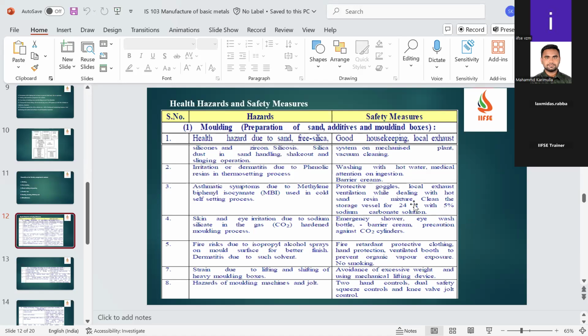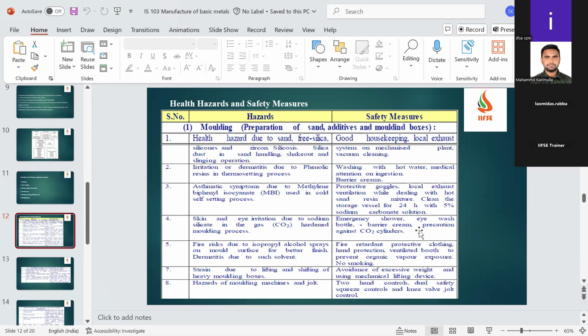Then protective goggles, local exhaust ventilation while dealing with hot sand, resins and mixtures. Clean the storage vessel for 24 hours with 5% sodium carbonate solution. This is for cleaning the vessels as well as protecting ourselves from exposure to methyl biphenyl. Then skin and eye irritations. So again, emergency showers, eye wash bottles and barrier cream, and precautions against the CO2 cylinders. I hope you know about emergency showers and eye wash bottles. Have you seen these two things?